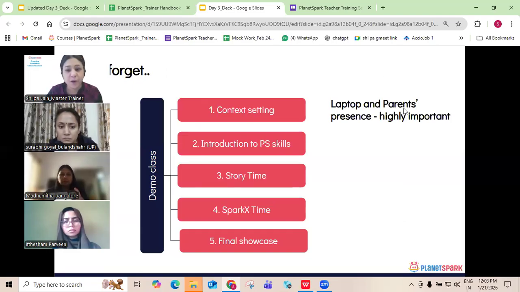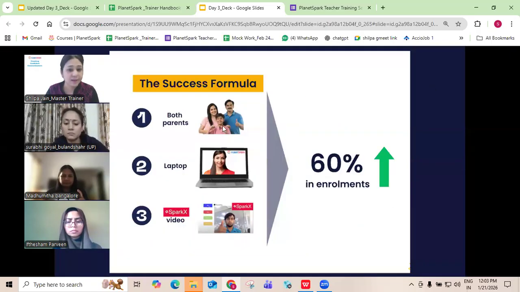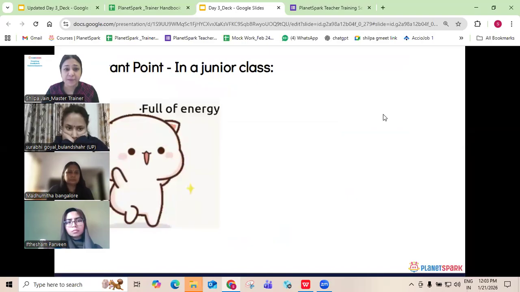Something that is very important is setting the expectations that both the parents and laptop should be there. And in the final showcase, we must try our level best that the child speaks the story on his or her own. Now, the success formula is back on your screen, and now you know why the SparkX feature is added here, because I told you it's a major hit amongst the parents. The parents absolutely love it. So if both parents, laptop and SparkX are there, it increases your chances by 60%.